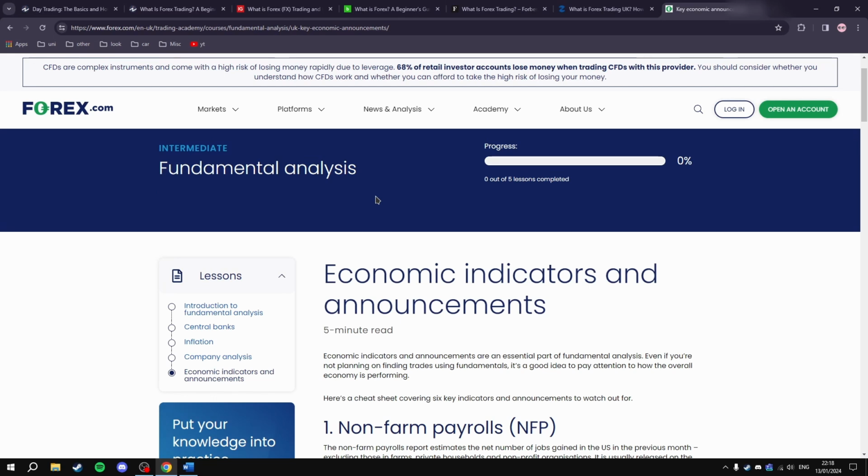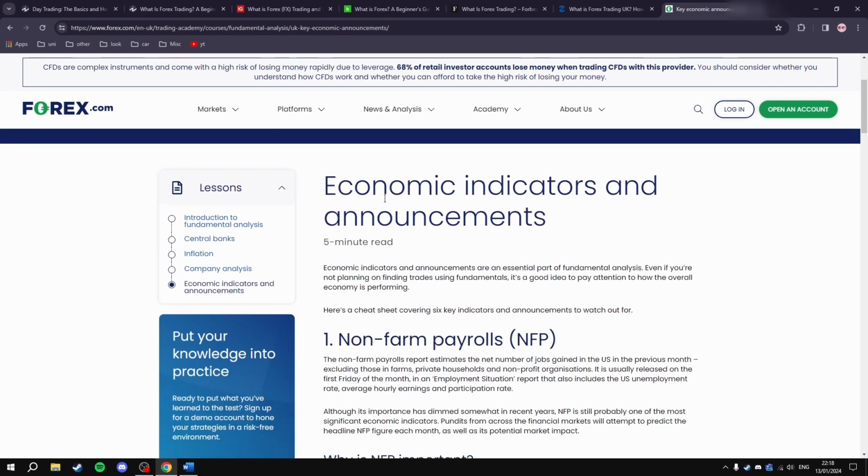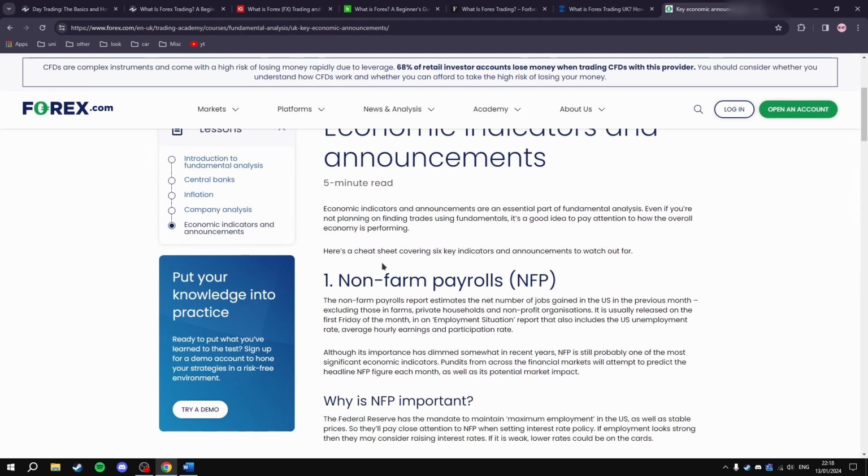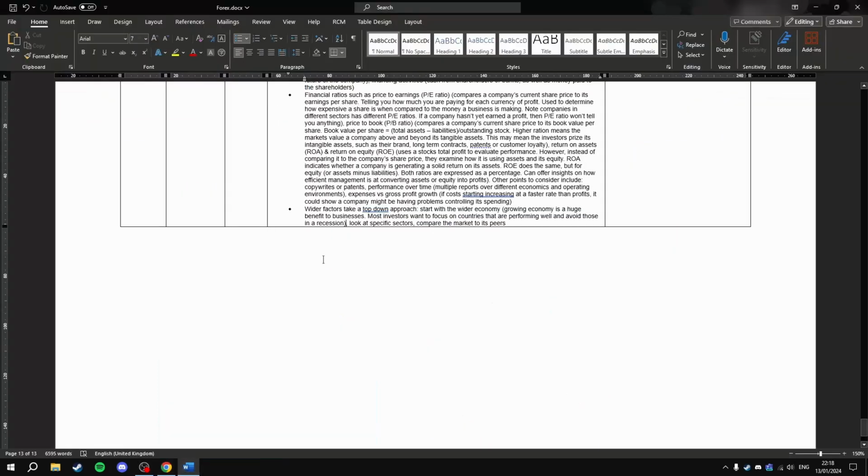Economic indicators and announcements are an essential part of fundamental analysis. Even if you're not planning on finding trades using fundamentals, it is a good idea to pay attention to how the overall economy is performing. Here's a cheat sheet covering 6 key indicators and announcements to watch out for.